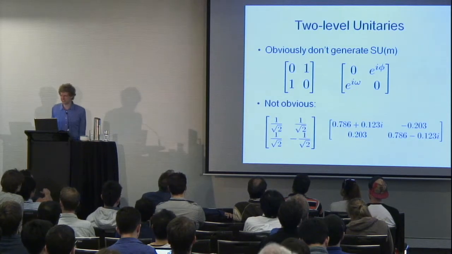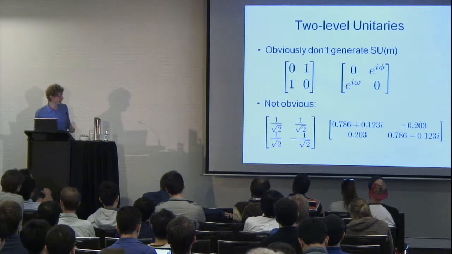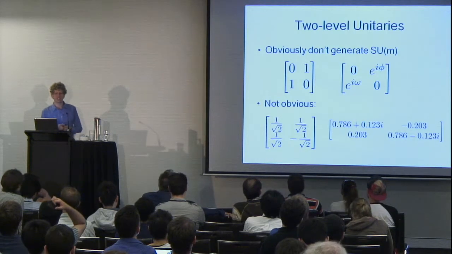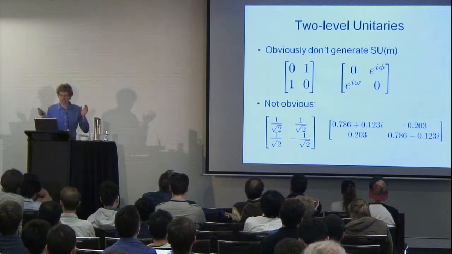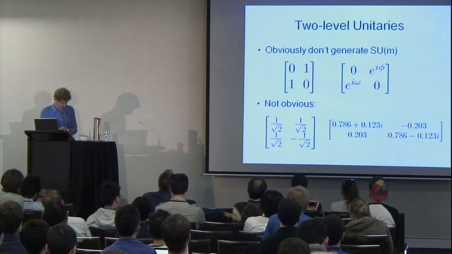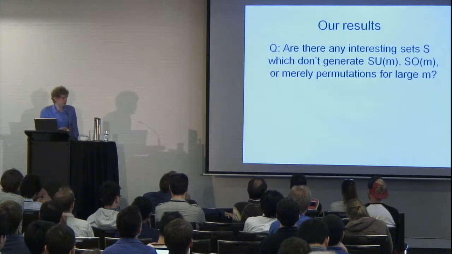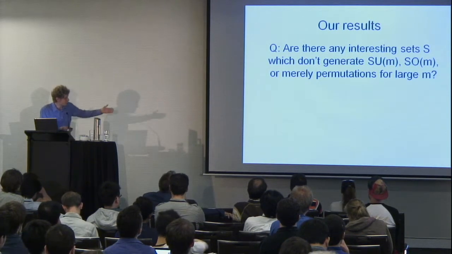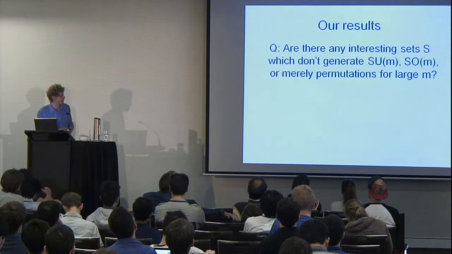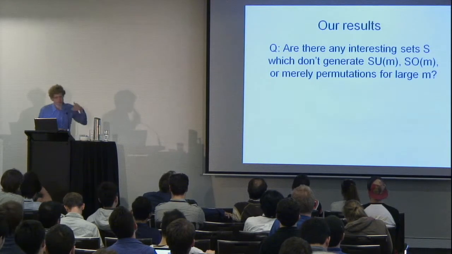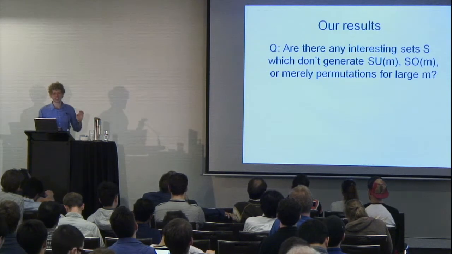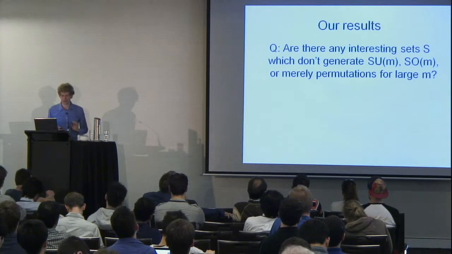But what if your set of two-level unitaries contains something like this? Like, what if it contains the Hadamard? Or what if it contains this other strange 2x2 complex matrix? Then it's not really clear what subset of larger matrices these two-level unitaries will be able to generate. So what we ask in our talk is basically, are there any interesting sets, and I'm being a bit hand-wavy here, of two-level unitaries which generate more than permutations with phases, but still fail to generate the whole unitary or the whole orthogonal group?